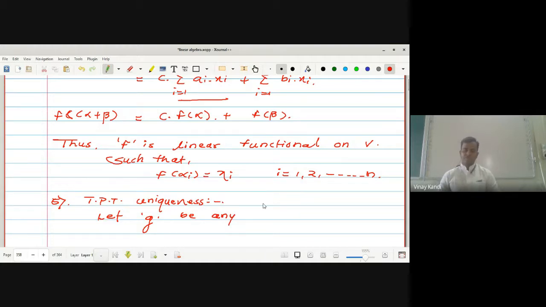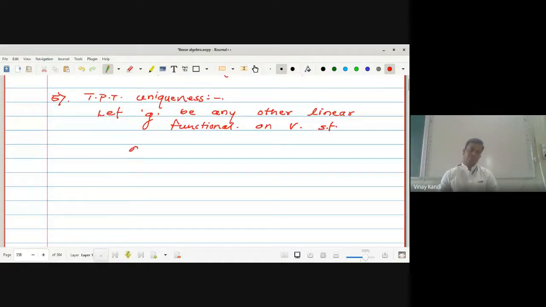So let g be any other linear functional on capital V such that g of alpha i is equal to xi, for i running from 1, 2 up to n.